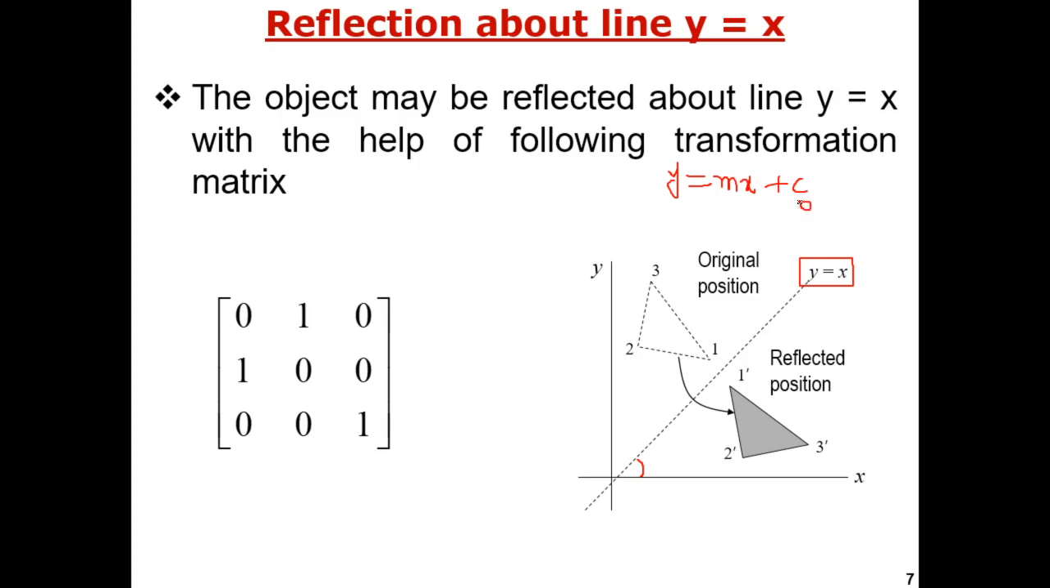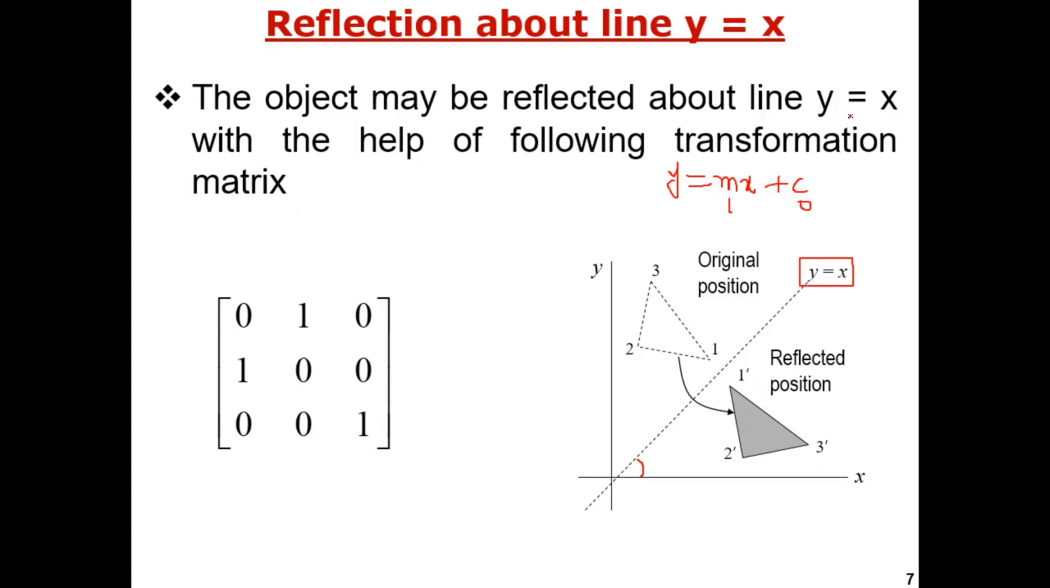So you can see that only y is equal to mx is there. This is at a 45-degree angle, so m will be 1. That's why it's known as y is equal to x. The line equation of this particular line is always y is equal to x. So how is the reflection going to be performed with respect to this line?